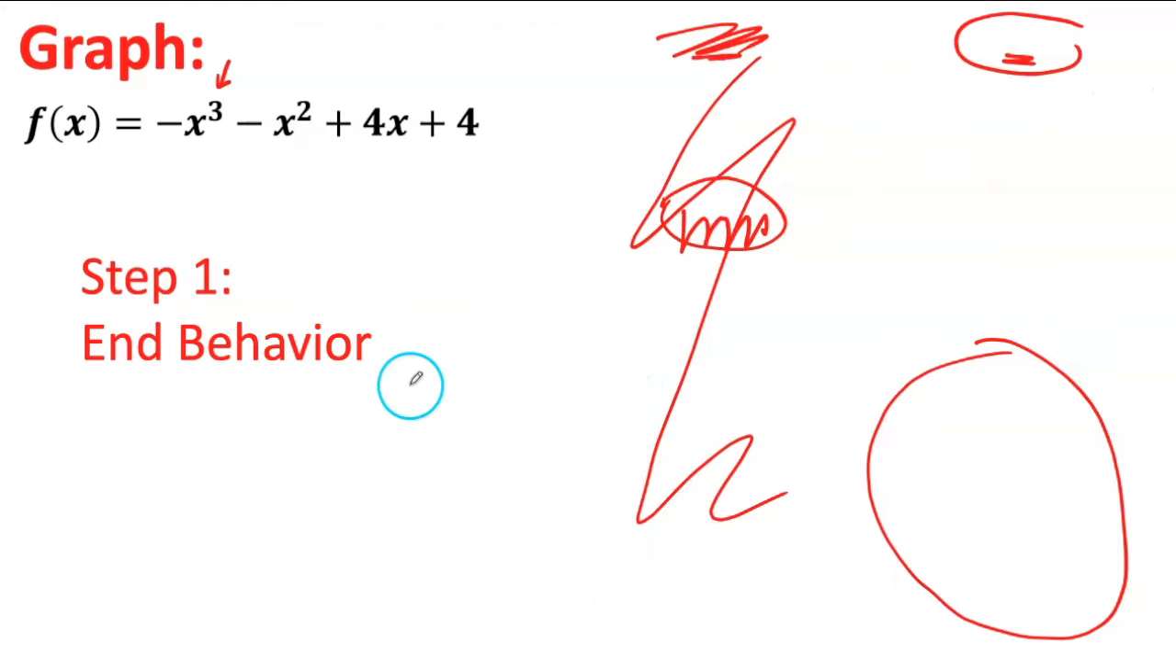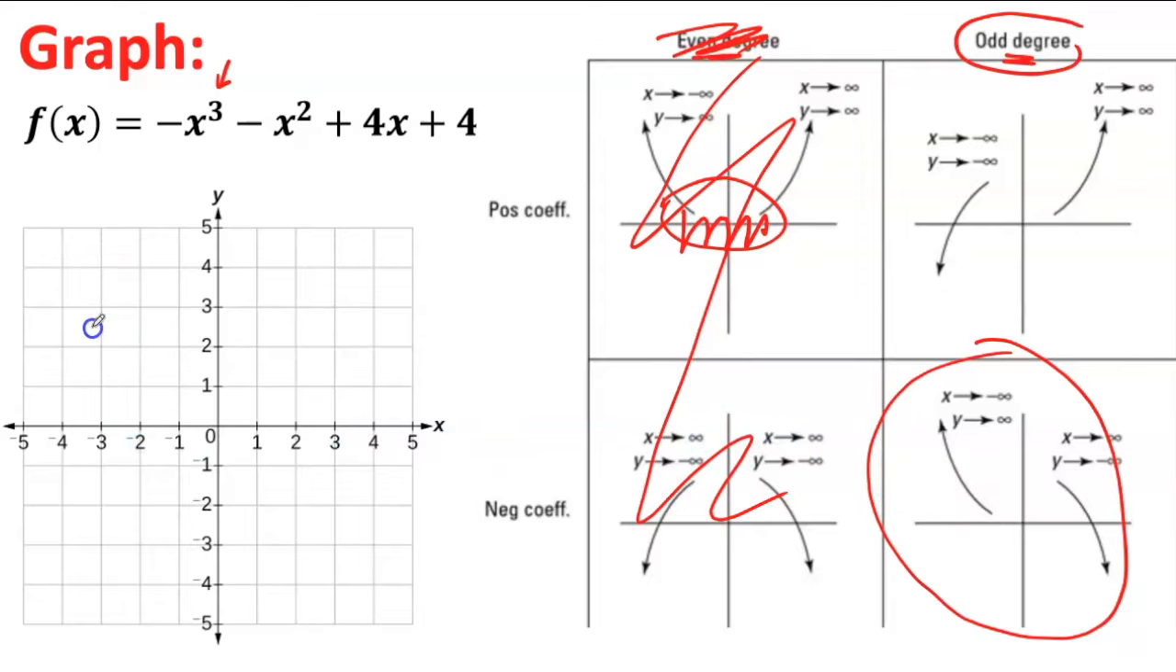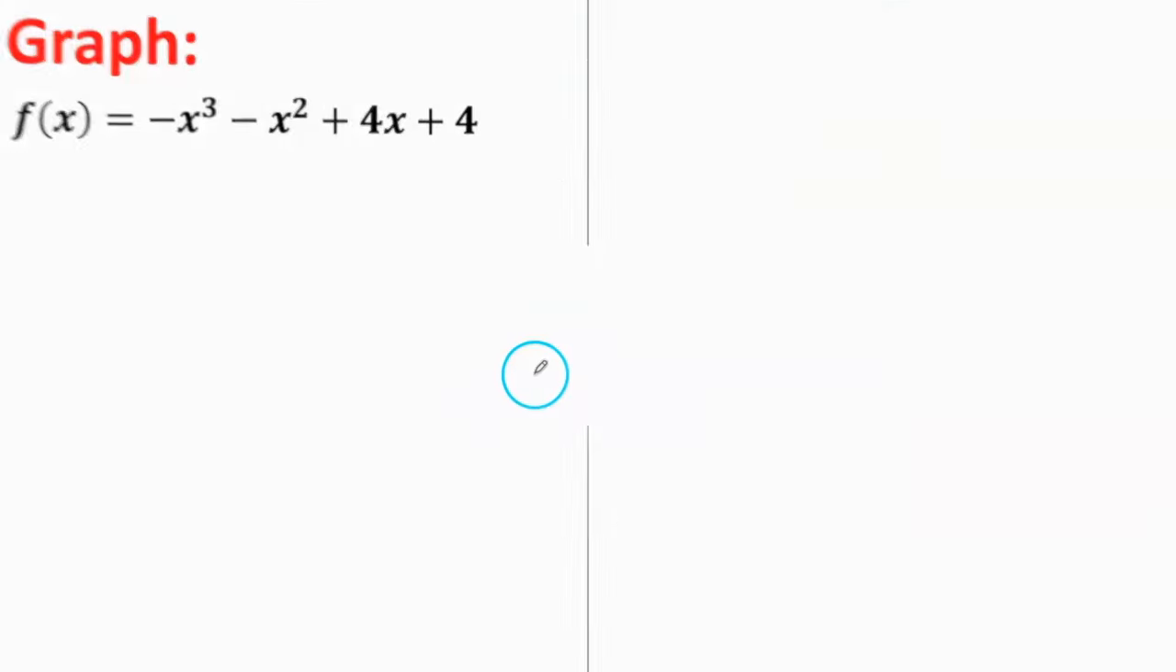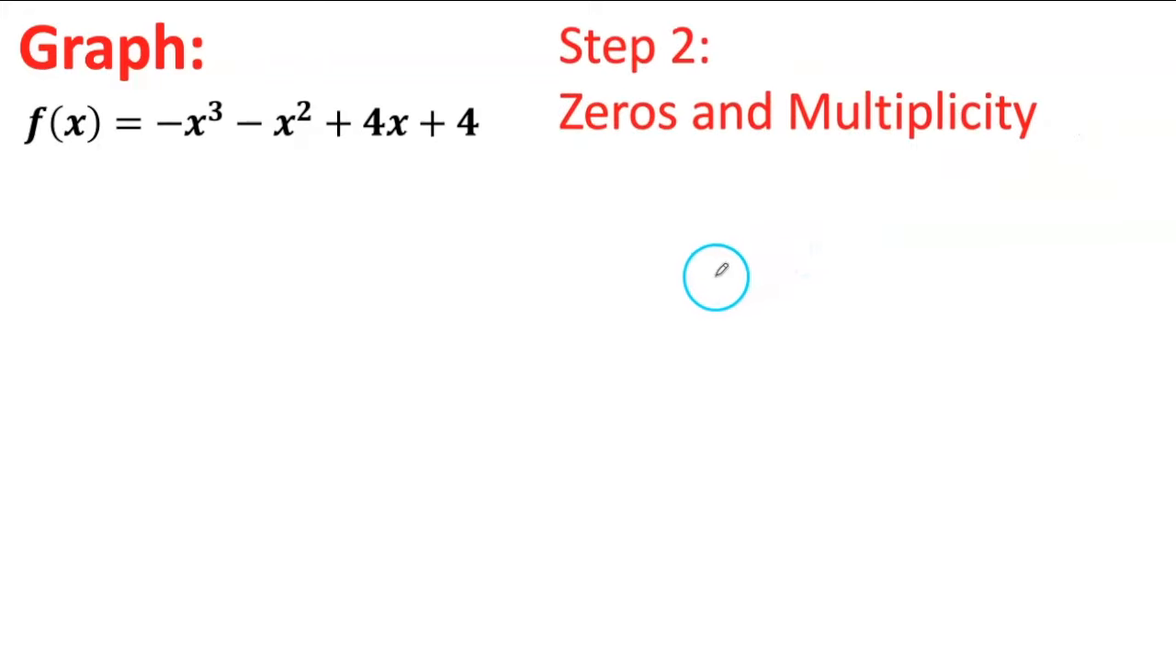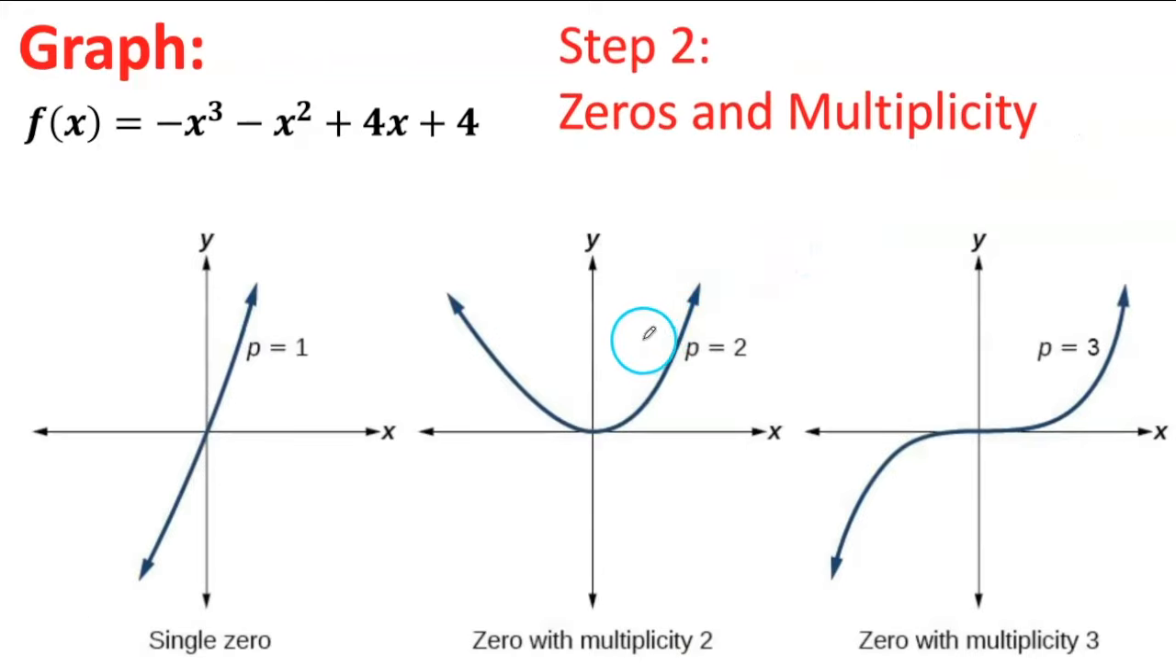So the end behavior on the left side is going to go up, on the right side it's going to go down. Do I know the middle? I do not. We'll find out. Next, I've got to find the zeros and the multiplicity. Zeros, what is that? The zeros are the values of x. So I have to factor and find the values of x. And then once I find the zeros, I've got to find the multiplicity. The multiplicity is how many of each I have.